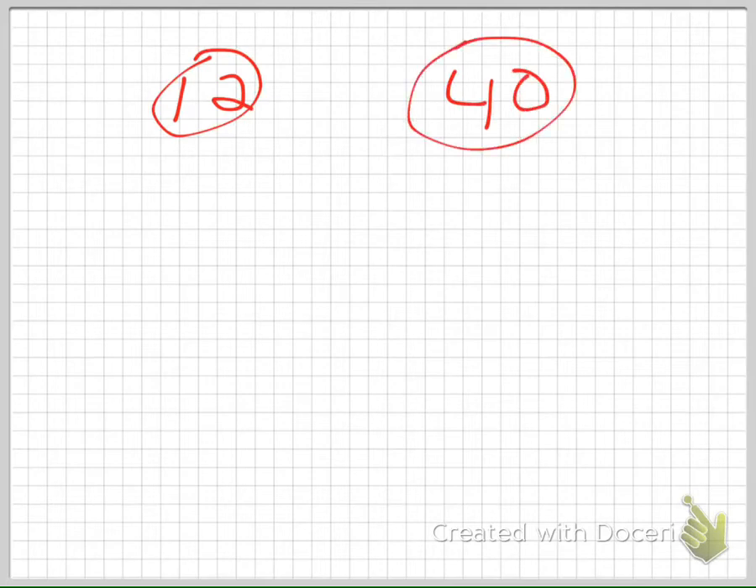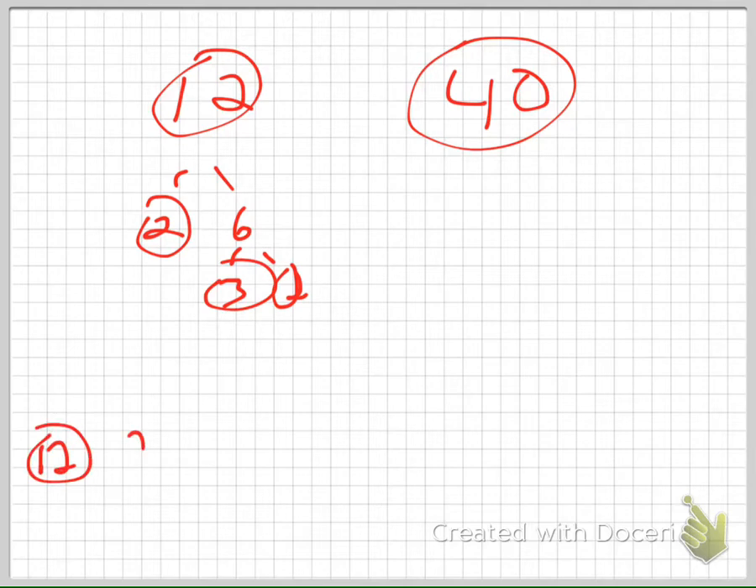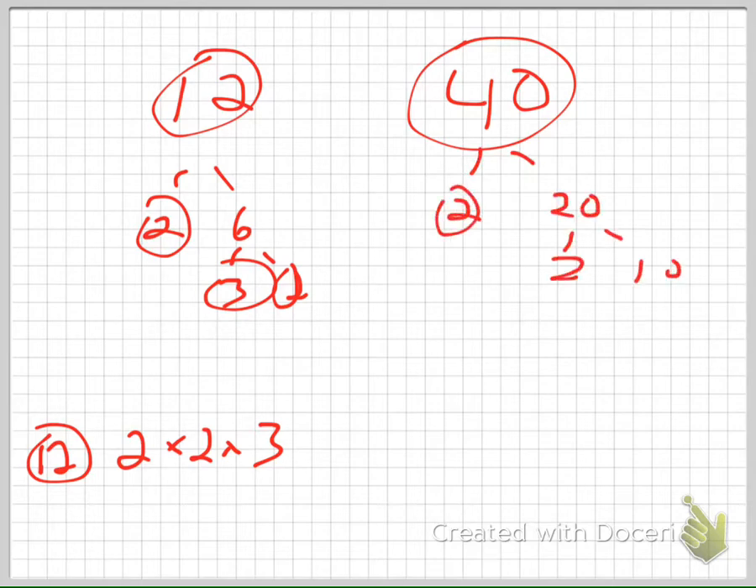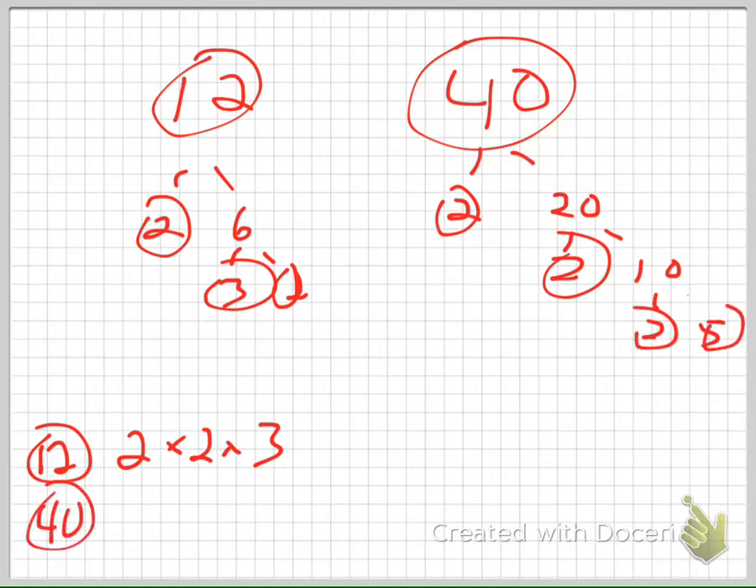So then, to find the least common multiple of 12 and 40, here's what we're going to do. We're going to do prime factorization again. What's the prime factorization of 12? 2 and 6, which is 3 and 2. The prime factorization of 12 is 2 times 2 times 3. Yes? Okay. The prime factorization of 40 is 2 and 20, 2 and 10, 2 and 5. Prime factorization of 40 is 2 times 2 times 2 times 5.